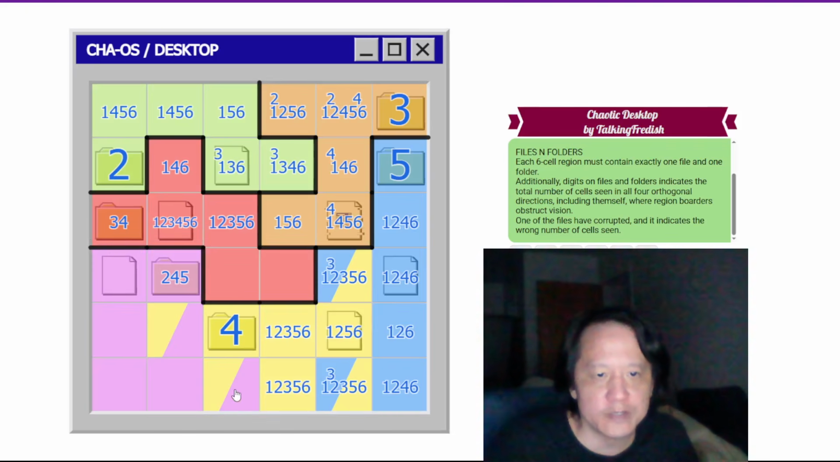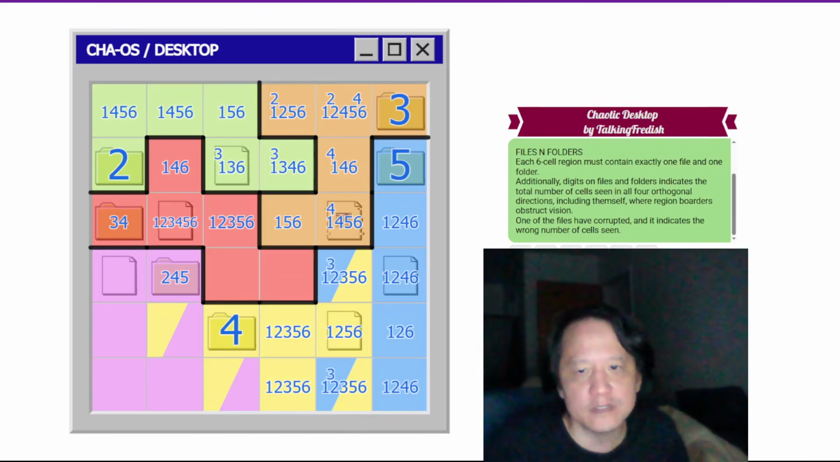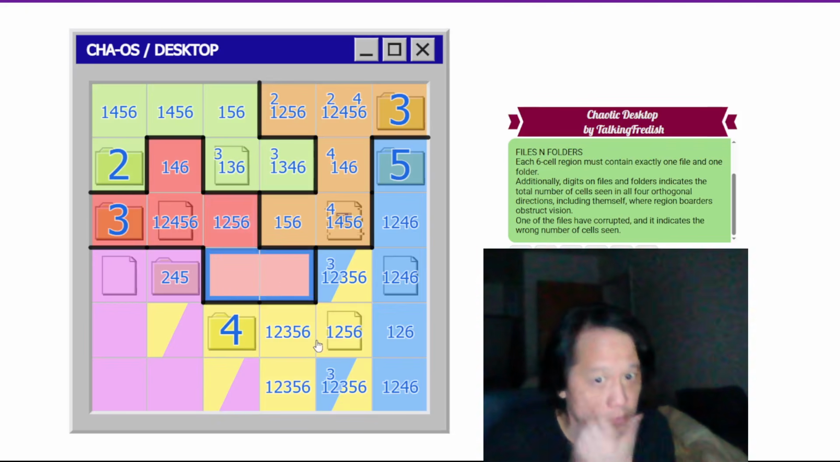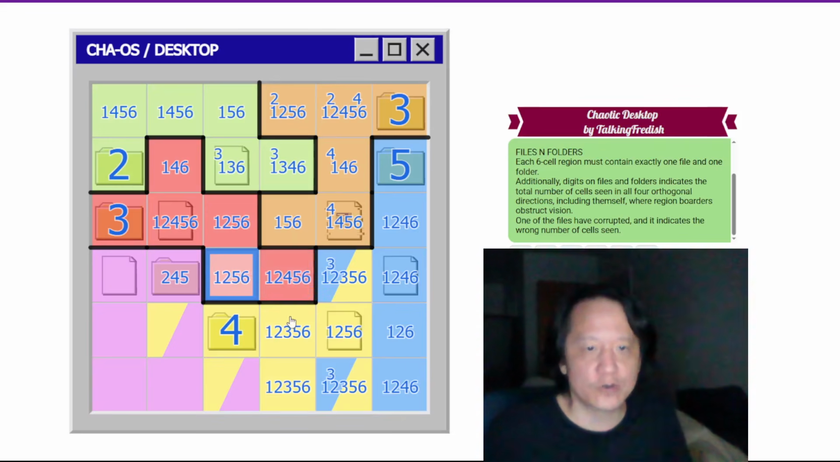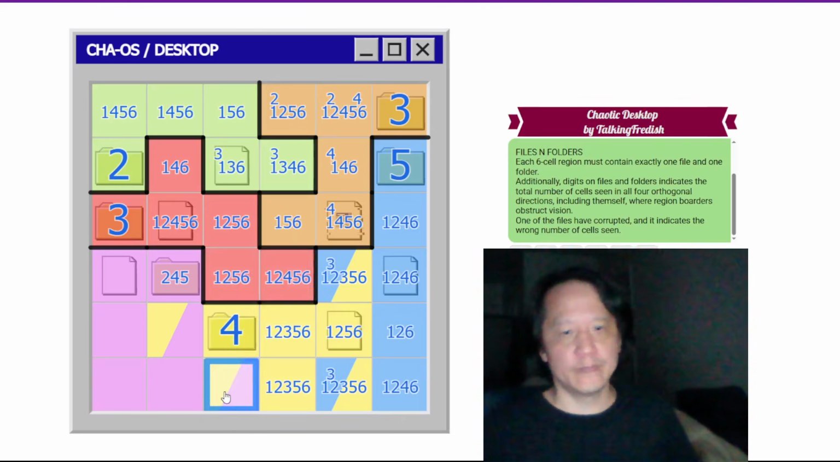So this is boundary here. This sees 3 cells. This sees 4, but we don't have to actually do anything there. This can't be 3. So 1, 2, 4, 5, 6. No 4 here because of 4 in the column.